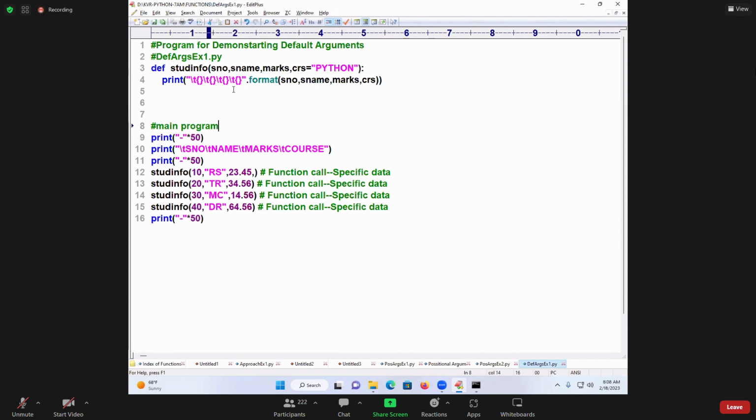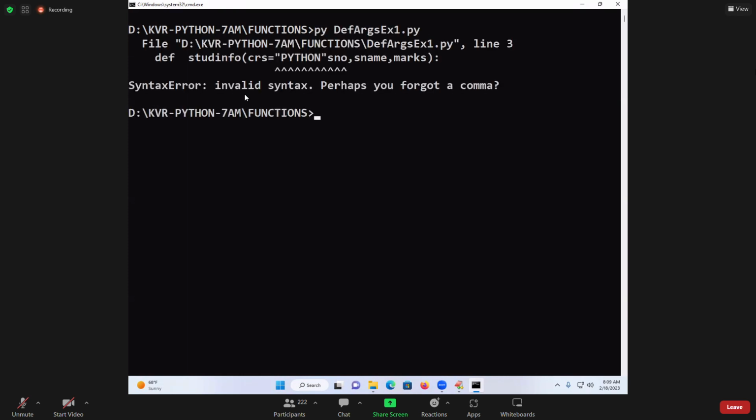Which one am I using first? You try to use CRS is equal to Python in the beginning. This is the rule, my dear students. Use it in the beginning and see the error now. What is that error? Non-default argument follows default argument. Non-default arguments means positional arguments. You try to run it. See the error. Come on, read it out now.